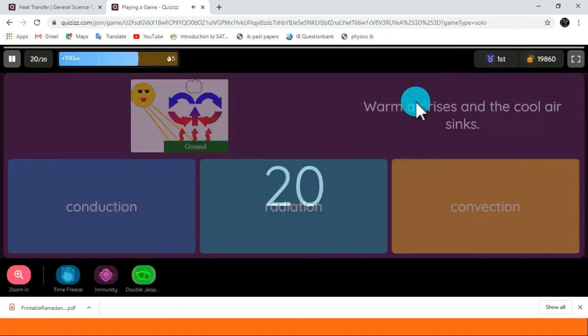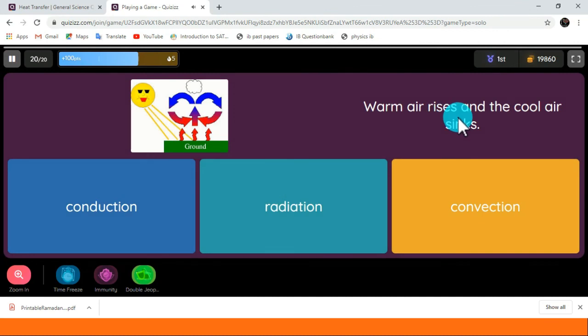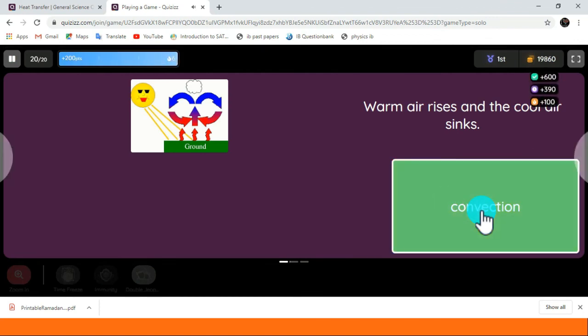Now it's the last question. Warm air rises and the cool air sinks. What do you think? Convection. That's all, girls.